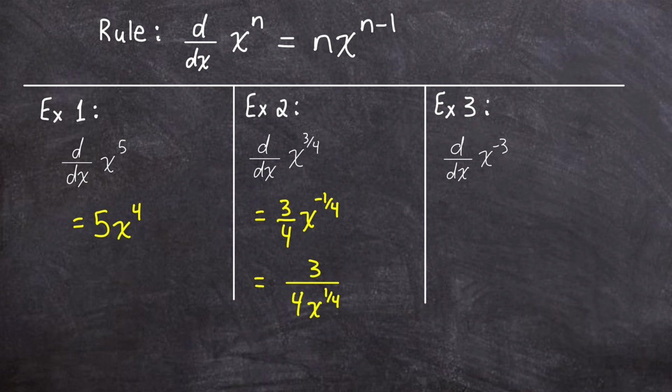And then lastly, for example 3, I know in finding the derivative, I can take the exponent and write it as the coefficient, keep the base of the power as x, and then reduce the exponent by 1. Negative 3 minus 1 is negative 4. And then since this power has a negative exponent, I could write its reciprocal so that it has a positive exponent, making my final answer become negative 3 over x to the power of positive 4.